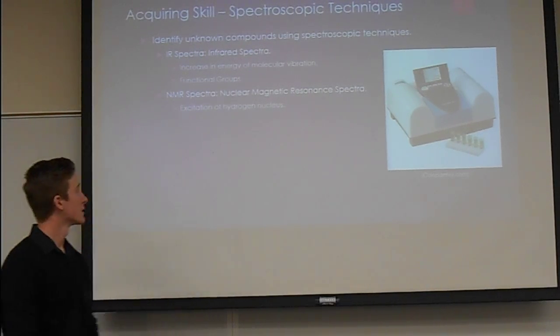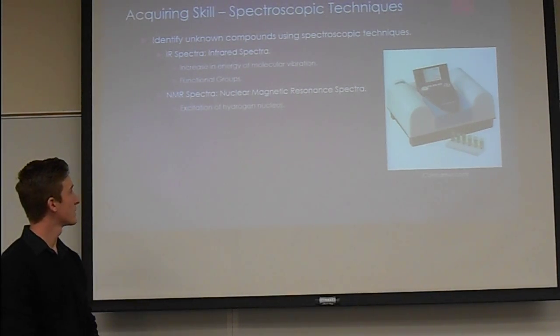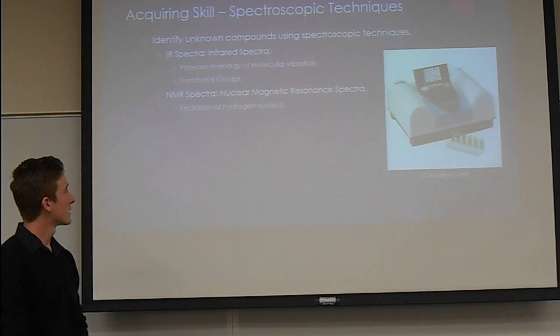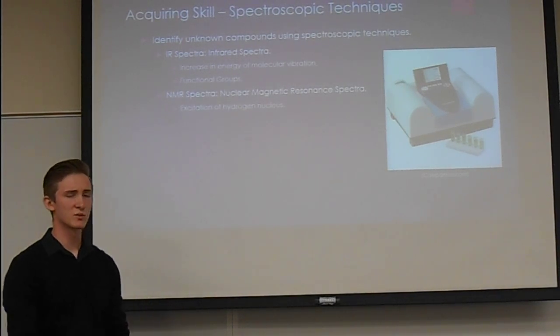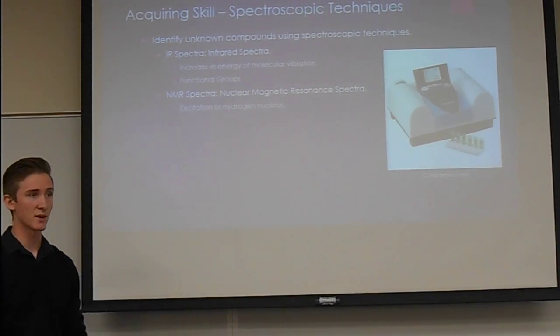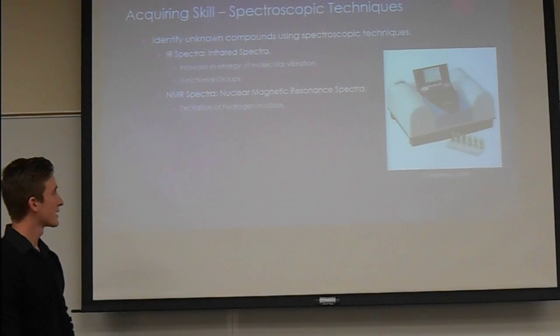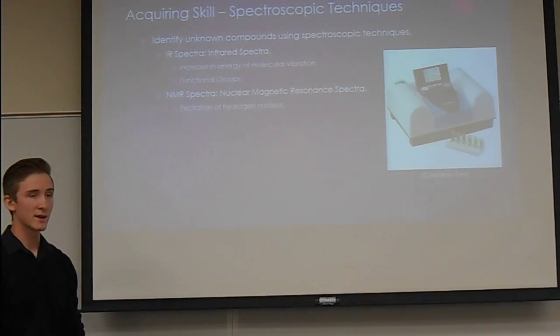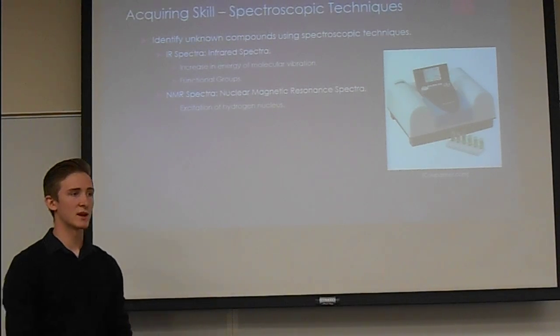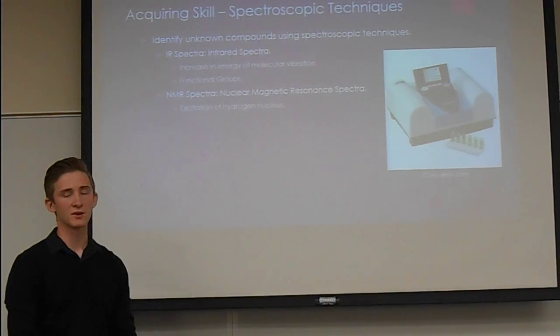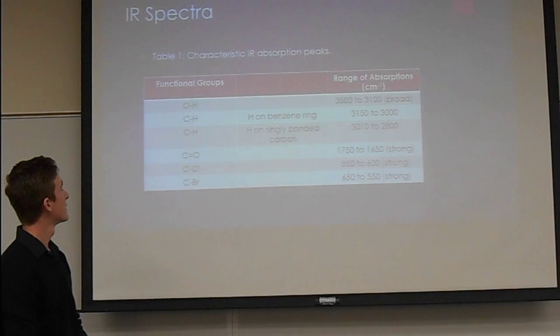So, acquiring skill in the spectroscopic techniques that we picked up in lab were the IR spectra and the NMR spectra. The IR being infrared spectroscopy, which is triggered by an increase in molecular vibration or the vibration of the bonds, which will tell us the functional groups present in a compound. The nuclear magnetic resonance spectra, which is the excitation of hydrogen nuclei, will tell us how many different kinds of hydrogen are in a compound.